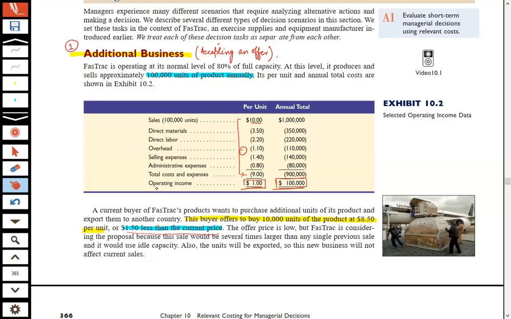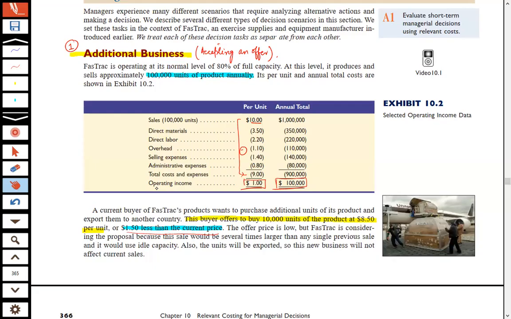Sir, should I include overhead in the contribution, in the variable cost? Yes, if nothing is given, then it is considered as variable. Okay, and then selling and administrative expenses will not be there. Obviously, although they are variable, they are not relevant for this decision-making purpose. Are you getting this point?